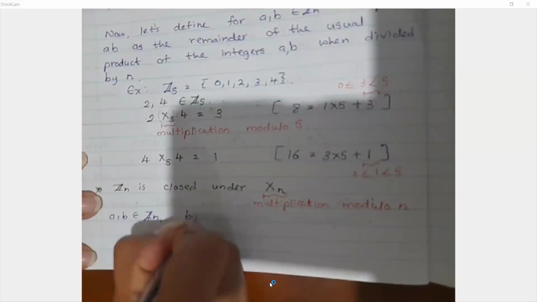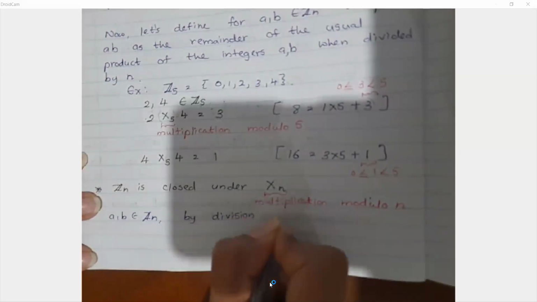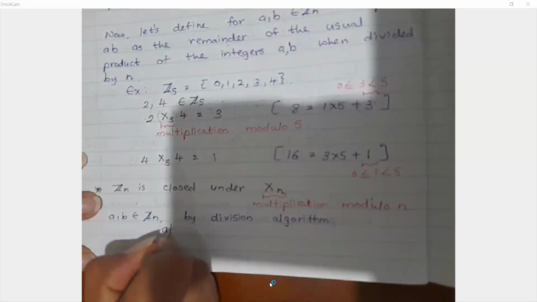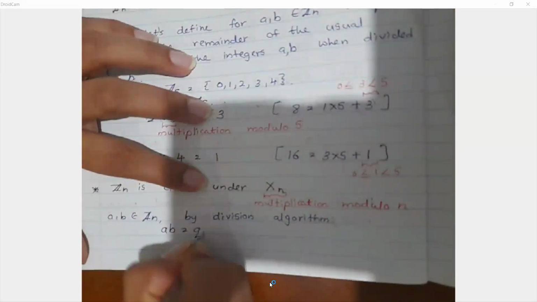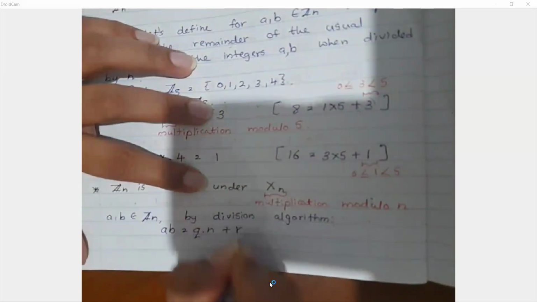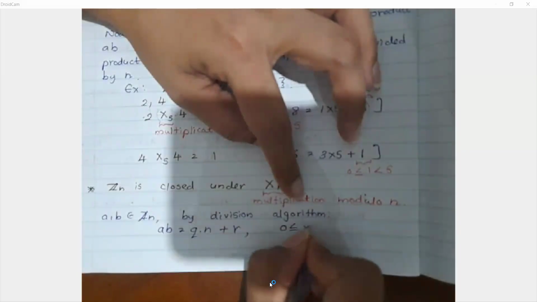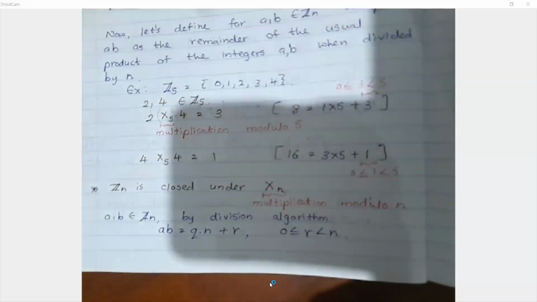By the division algorithm, consider the product AB. When you divide this by n, you can find the quotient Q times n plus the remainder R, where R lies between this range. R is in this range and less than n.